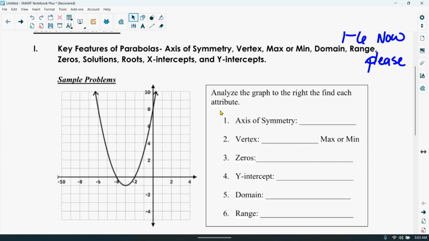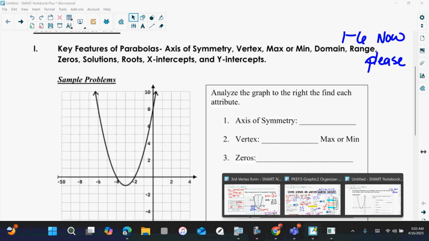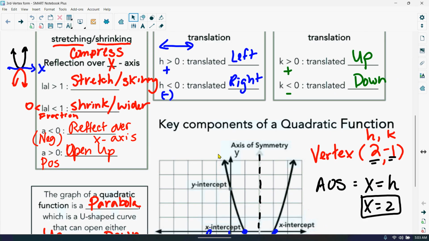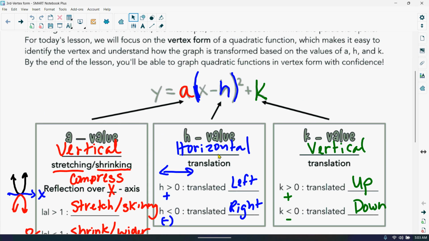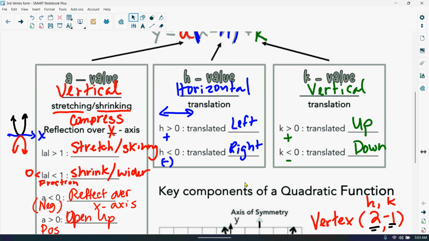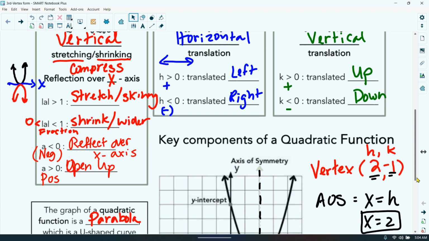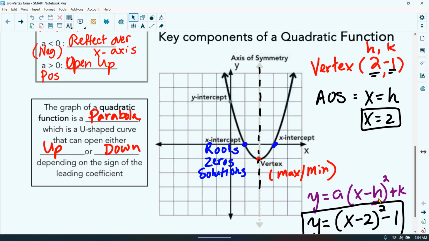Knowing your parts to your parabola. These are the key features you have to read off of a graph. We were able to get this off of this pink graphic organizer. Remember, on this video or any video, you can always pause it and rewind anytime you need to. But down here, the key components, they were already labeled for us.